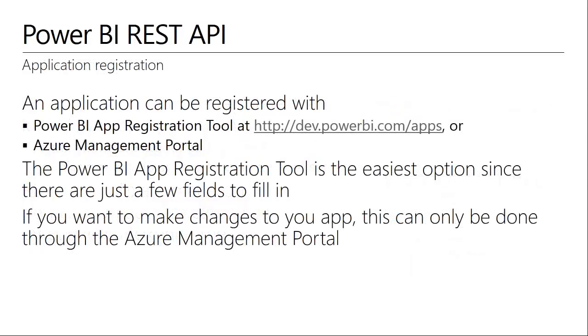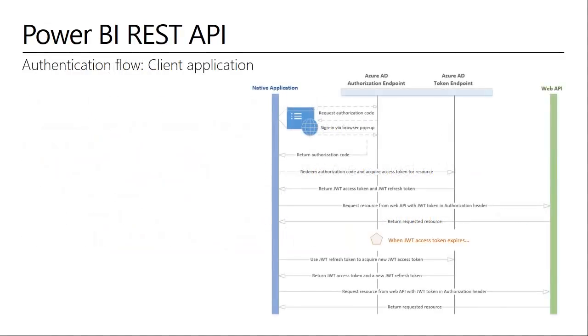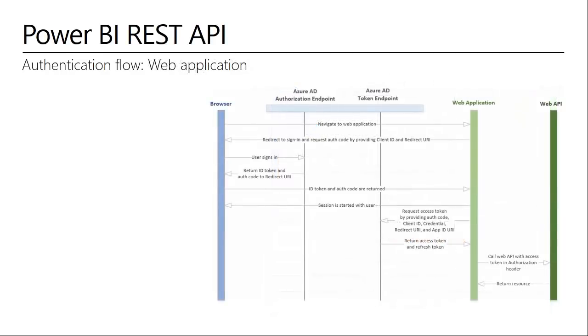The application can be registered with the Power BI app registration tool or with the Azure Management Portal. The Power BI app registration tool is the easiest option, since there are just a few fields to fill in. The authentication flow for the client application flows like this. In this presentation, I'm not going to go through the detail of this process. And for the web application, it's somewhat different.